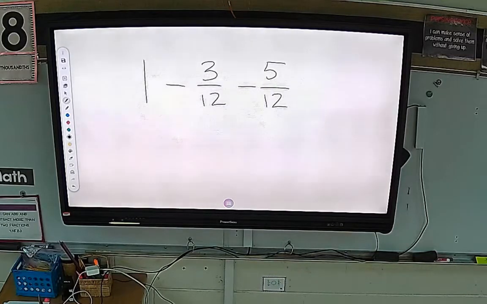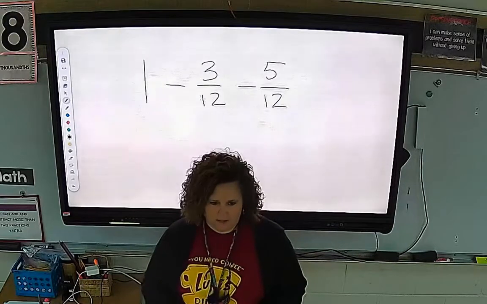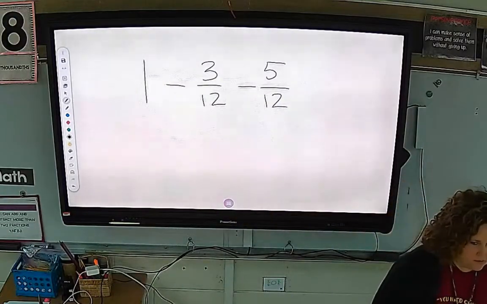What would we need to do first before we ever started subtracting, though? This is important. Guys, stop writing for just a second. Make sure you hear this. What would we need to do first before we ever started subtracting? Write 12s under 1. Okay, we've got to rename that 1 so it matches those other fractions, don't we? We know our denominator is 12, so any number over itself is equal to 1.